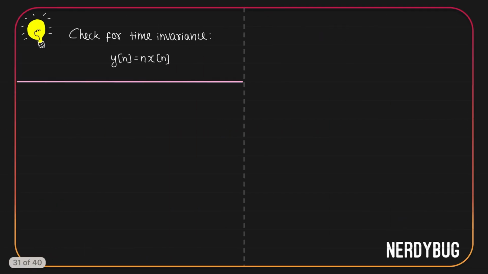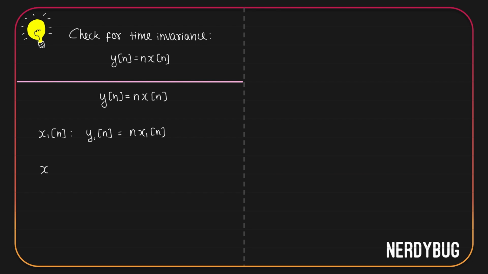The next one is a system that is defined by y of n is equal to n x of n. We have y of n is equal to n x of n. Let's give a sample input x1 of n. Then you will get y1 of n and it will be equal to n x1 of n.